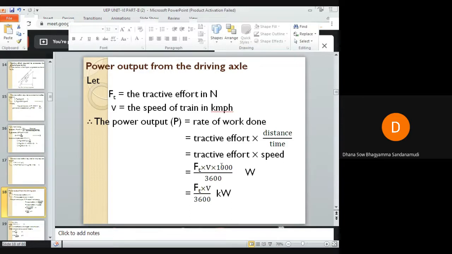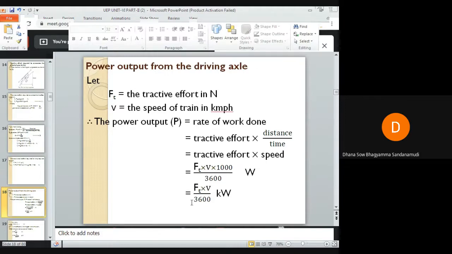When I want the output in watts, I want to convert kilometers per hour into meters per second, so I multiply with 1000 by 3600. That's why I have multiplied it here. Since I have converted kilometers per hour to meters per second, Ft into V by 1000 by 3600. This 1000 I can write as k, so Ft into V by 3600 kilowatt. Here I have assumed V is in meters per second.